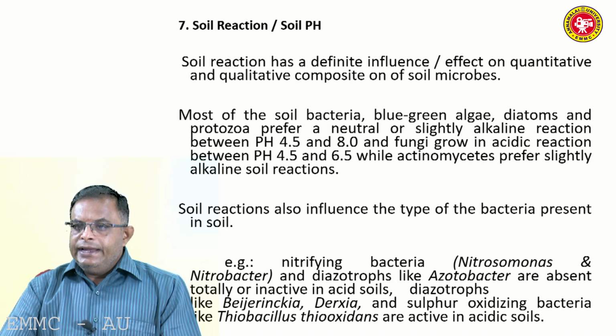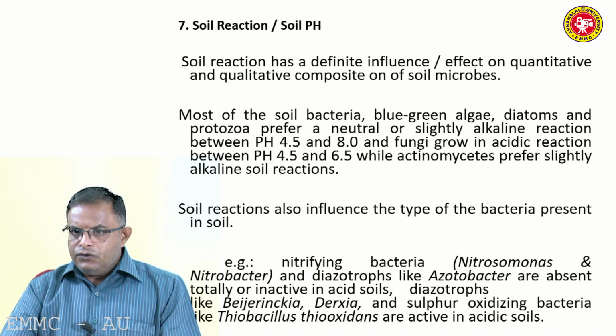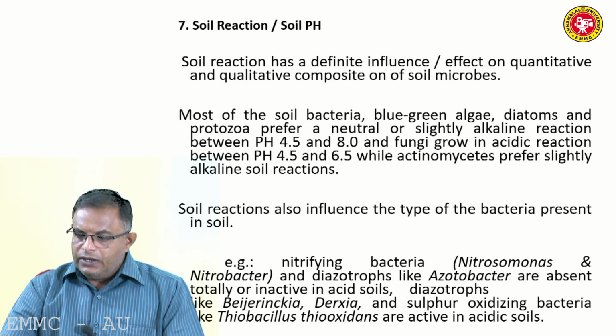For example, nitrifying bacteria, especially Nitrosomonas and Nitrobacter, and diazotrophs like Azotobacter are absent totally or inactive in acidic soil. Diazotrophs like Beijerinckia, Derxia and sulfur oxidizing bacteria like Thiobacillus thiooxidans are active in acidic soil.